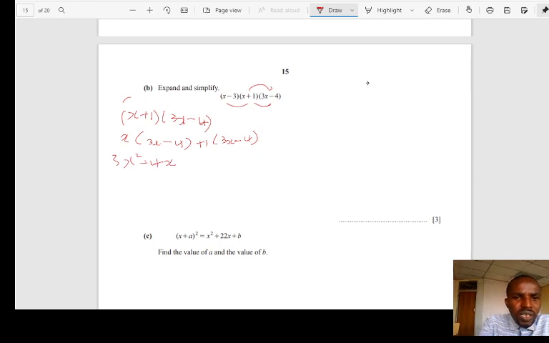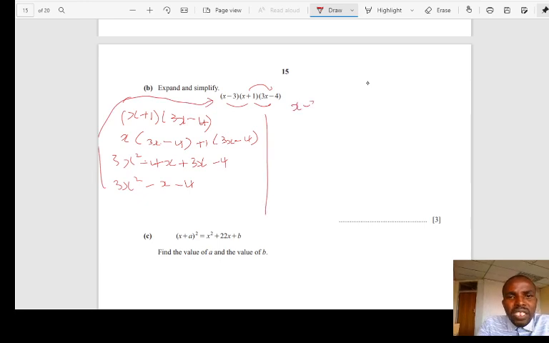Then plus 3x minus 4. Then what do you get? 3x squared minus x minus 4. Then now we combine with the first, with this one. So it will be x minus 3 multiplying 3x squared minus x minus 4. The first bracket multiplies everything in the second bracket.